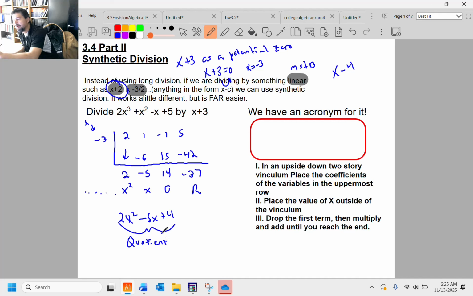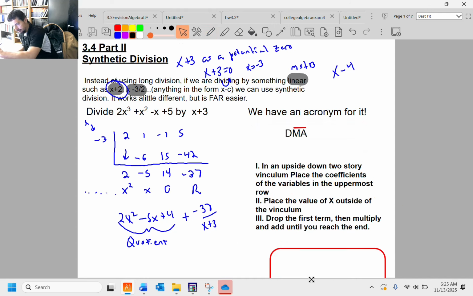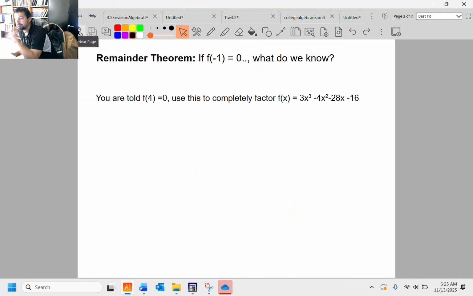I don't know if you remember the quotient or not, but it's the stuff left over after you do division. Plus the remainder, which is a negative 37 pieces of the original divisor, x plus 3. And I have an acronym for it, DMA. The bar over the MA is multiply and add, because you do that until you're done. All right, let's move forward.